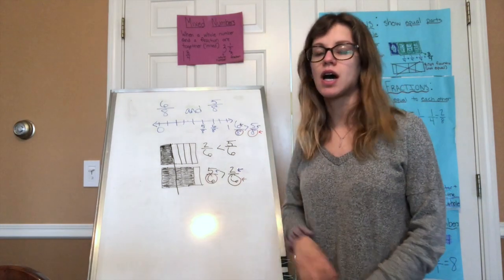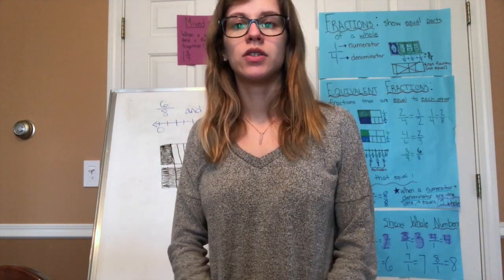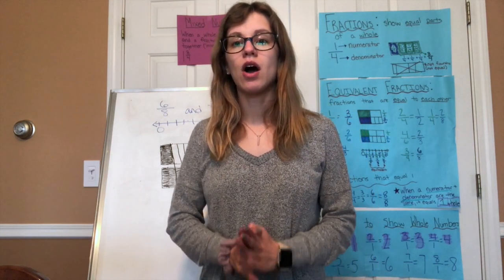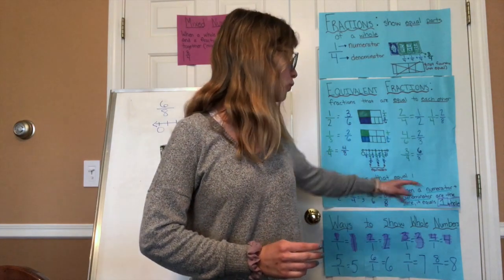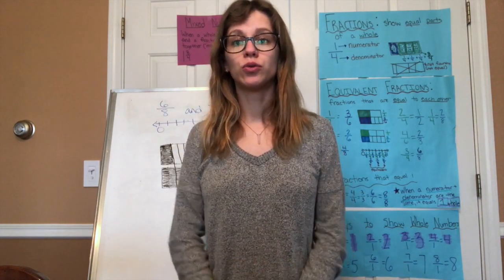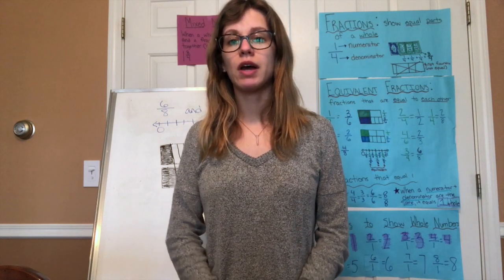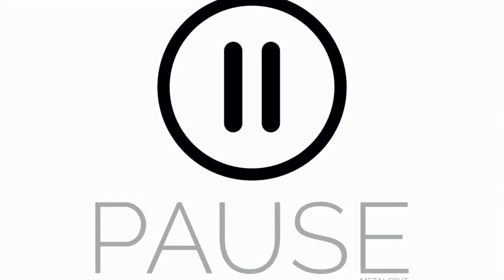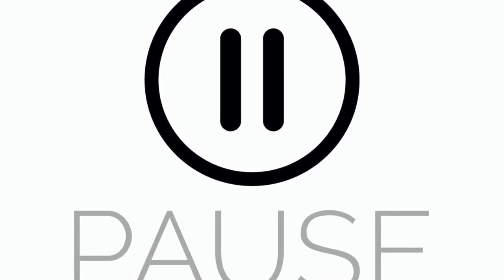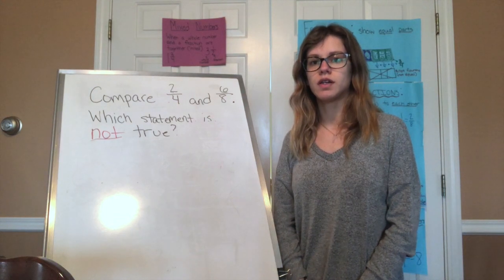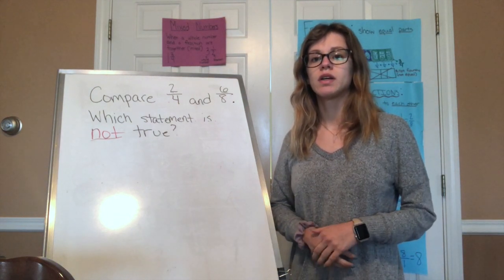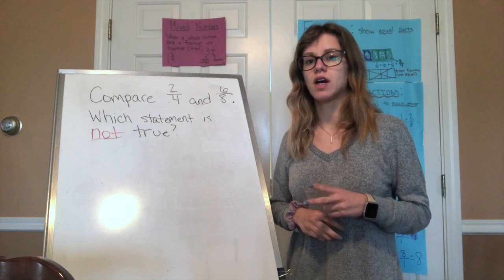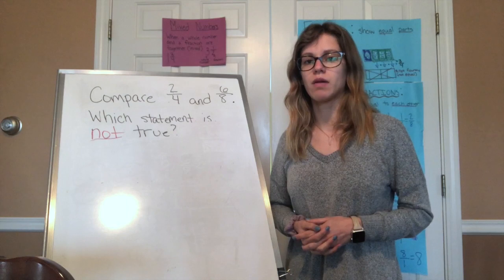What I want you to do in this assignment is comment a rule, just like we did with that. Comment a rule about how to compare fractions with the same denominator. What you should have done is made a comment on this assignment saying, when I have two fractions that have the same denominator, what's a rule when I'm comparing them?